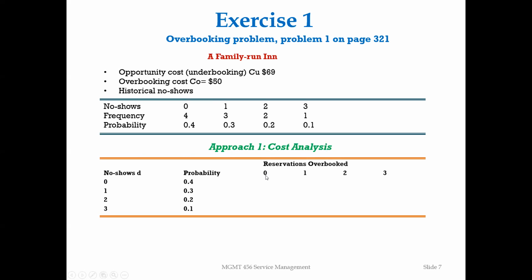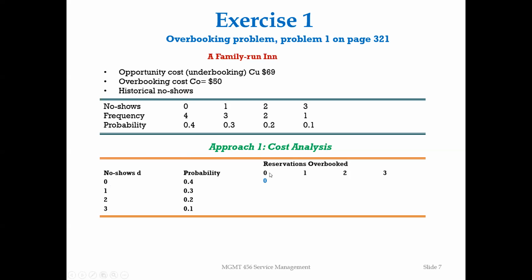Let's take a look. First of all, if we overbook by 0 and there are 0 no-shows, what will happen? This represents a perfect situation. I don't overbook, everybody shows up, and my cost is 0. There's no cost.